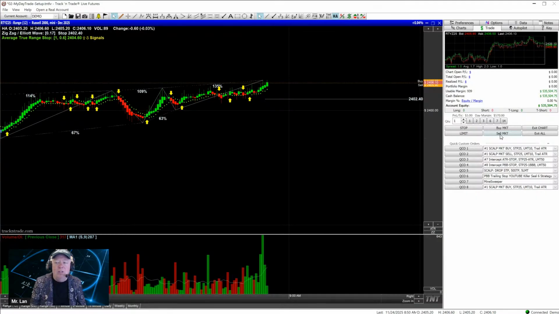So if I think the market's going to go down, I just hit sell. And now I just wait for the market to go down. If it goes down, then I can hit buy and get out and take my profit between where I sold it and where I bought it. Sell high, buy low. You still make money the same way. The only difference is you sell first.